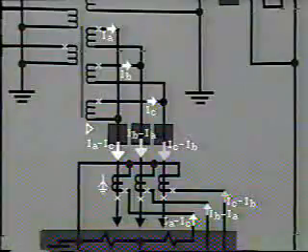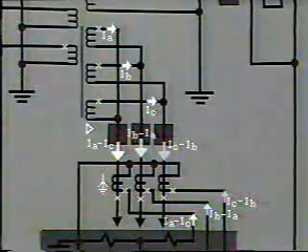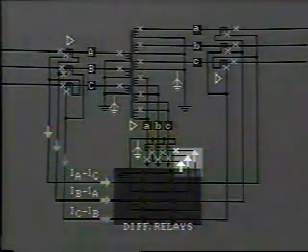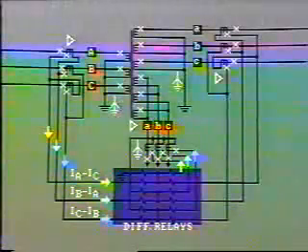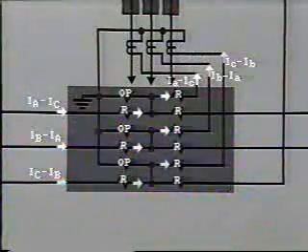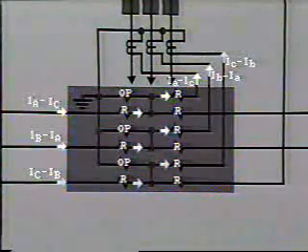The CT secondary currents are representative of the line currents and are indicated by appropriate yellow, green, and blue arrows. These currents from the tertiary transformers are the currents leaving the relay. Having established the direction of the currents for clarity, we'll remove polarity marks. Now let's look at the current flow in the restraint coils.